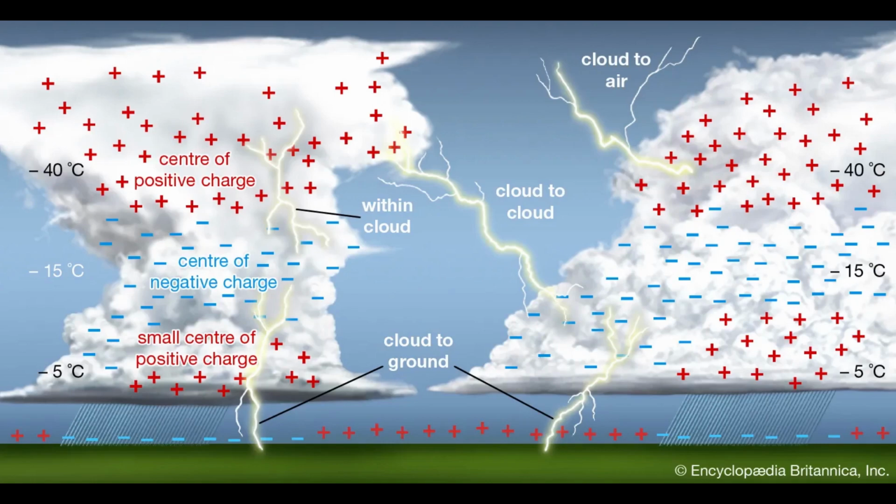Now, most of the lightning isn't from the cloud to the ground. Most of it is from one cloud to another cloud or within the same cloud. But in terms of the physics of lightning, there's still some things we don't quite understand.